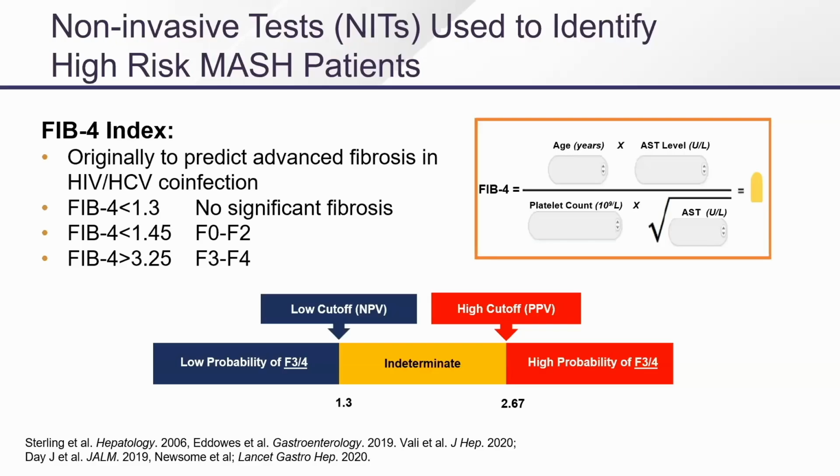And this is the FIB4, the most commonly used test. The parameters are there, and actually it's on the internet. You can put in the numbers and get a number. I'm not going to go through the cutoff. The cutoff that you have to remember is 1.3. Lower than 1.3, basically you exclude patients who are at risk for more adverse outcomes.